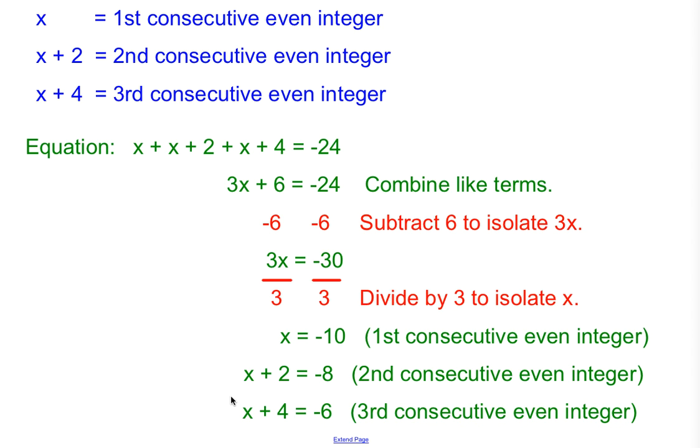So now we have completely answered the question. The 3 consecutive even integers are negative 10, negative 8, and negative 6.